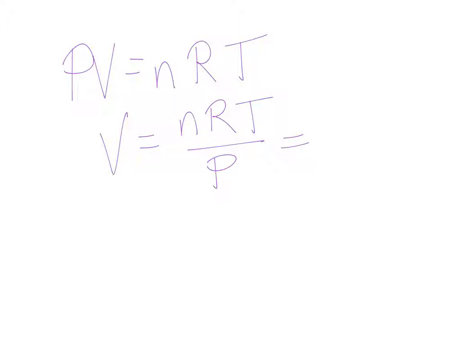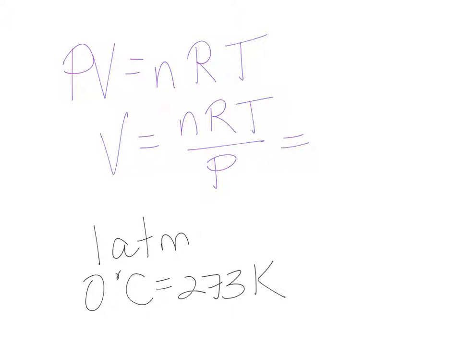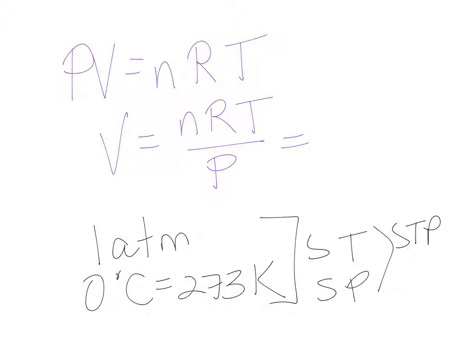So we have our ideal gas law, and last year we mentioned this when we talked about the volume that a gas occupies when you're at 1 atmosphere and 0 degrees Celsius, which is 273 Kelvin. We called these temperature and pressure conditions standard temperature and standard pressure, or STP. It was the secret code. The S stood for standard, and the standard pressure was 1 atmosphere. The standard temperature was 273 Kelvin.